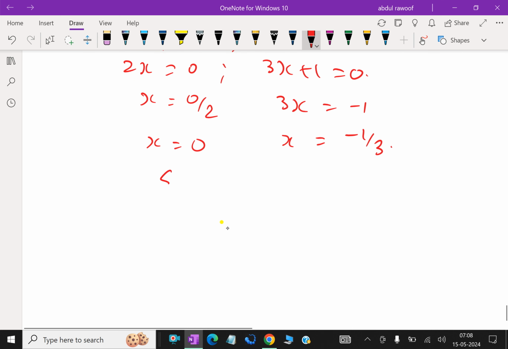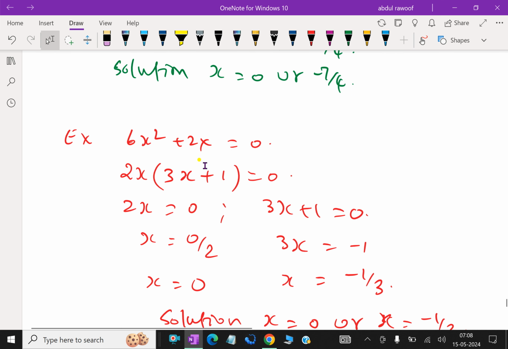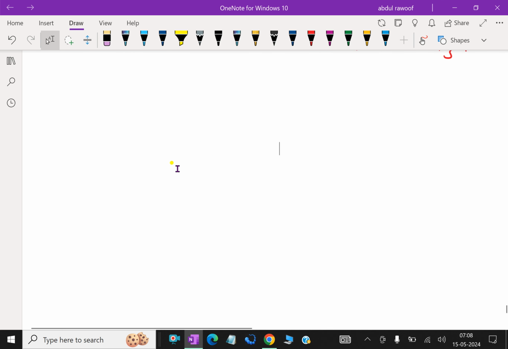Therefore, the solution is x equal to 0 or x equal to minus 1 over 3. Now, here also there is no constant term. Now, other examples.